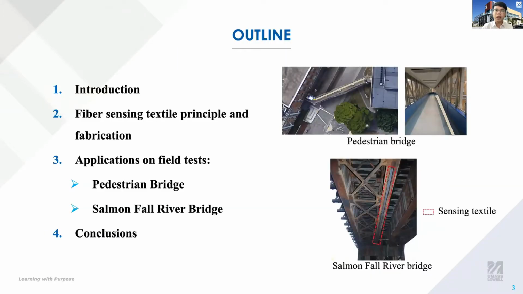Here is the outline of the presentation. First, I will introduce the project background and why this project is important. Then, I will explain the technique we use for distributed sensors and how we fabricate it. Next, I will go through two field tests of our sensing textile and summarize our lessons learned in the conclusion part.